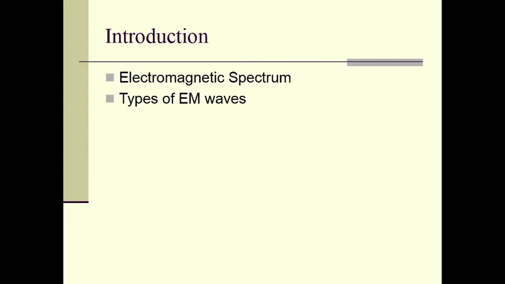We are studying the 4th chapter, Sources of Electromagnetic Waves. In the previous lectures, we have studied the electromagnetic spectrum in detail and some of the types of electromagnetic waves. We have also studied the sources of radio waves and microwaves. In this lecture, we will study the sources of infrared, visible and UV rays.